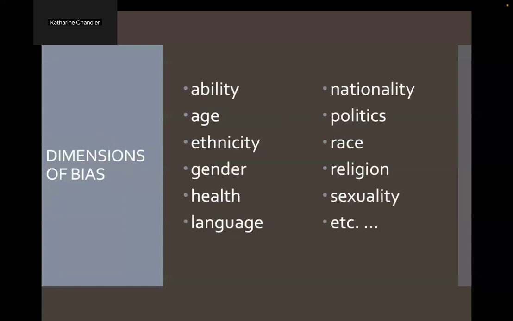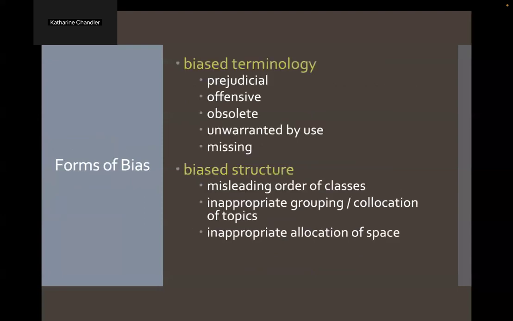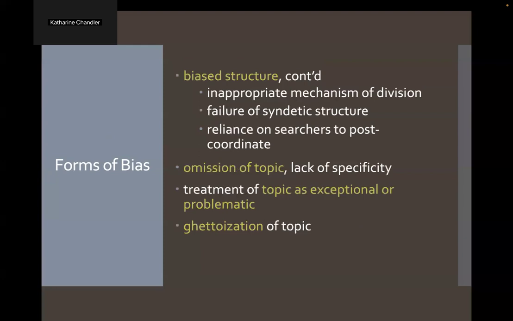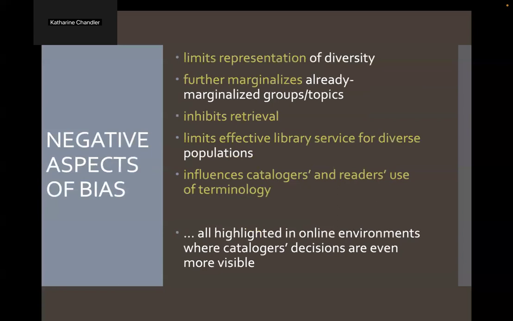Then we have dimension of bias. Ability, age, ethnicity, gender, health, language, nationality, politics, race, religion, sexuality, and then also biased terminology and biased structure. And the omission of topic, lack of specificity, and a treatment of topic as exceptional or problematic, and ghettoization of topic. Negative aspects of bias are limits representation of diversity, further marginalizes already marginalized groups, inhibits retrieval, limits effective library service for diverse populations, influences catalogers and readers' use of terminology.